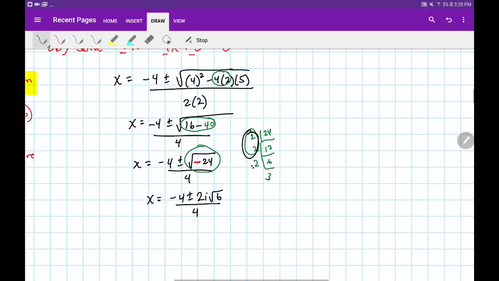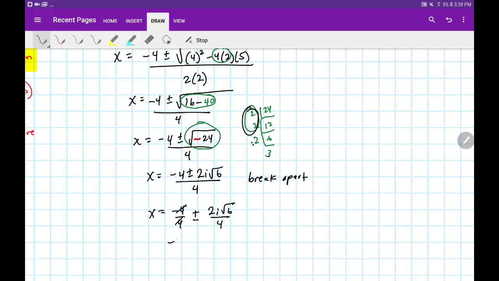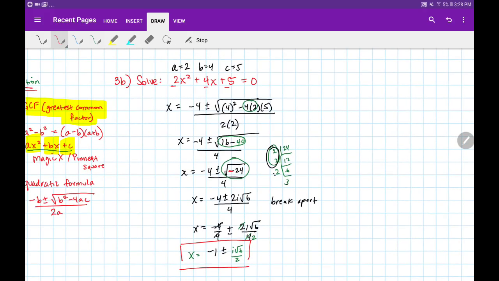We're almost done, but we have to break this apart so we can simplify. You'll get x equals negative 4 over 4 plus or minus 2i root 6 over 4. Okay. Now on the left, that'll leave me with negative 1 plus or minus, and on the right, the 2 and the 4 will cancel with the 2 at the bottom. So I'll have i root 6 all over 2. And those are my two answers. Whew! What a doozy. Okay, so you will have one like this on your test.